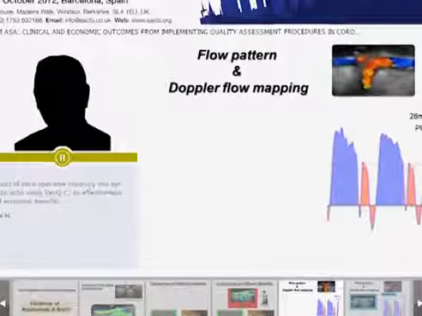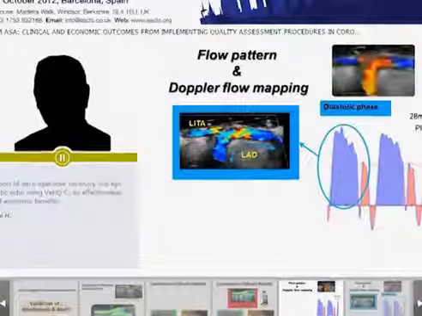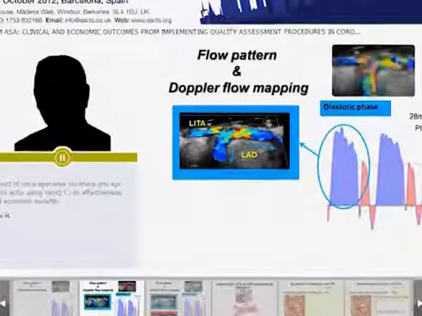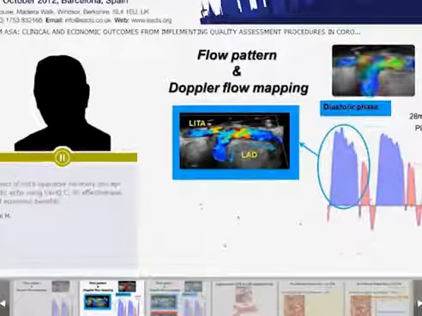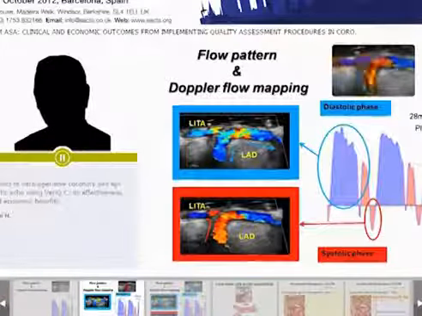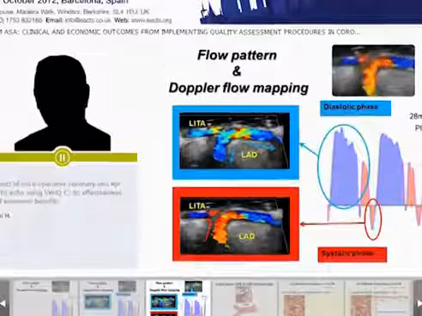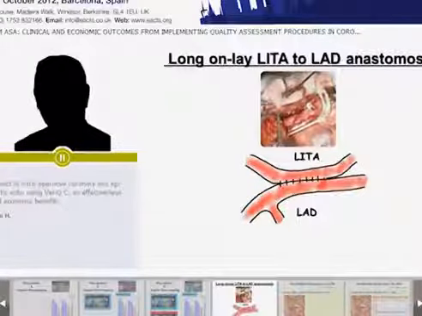And more interestingly, if I precisely look at the flow pattern using Doppler flow mapping, the blue color shows the diastolic phase forward flow, and during the systolic phase, a little bit of blood is coming from the LAD. So this is another scientific view of using VeriQC.